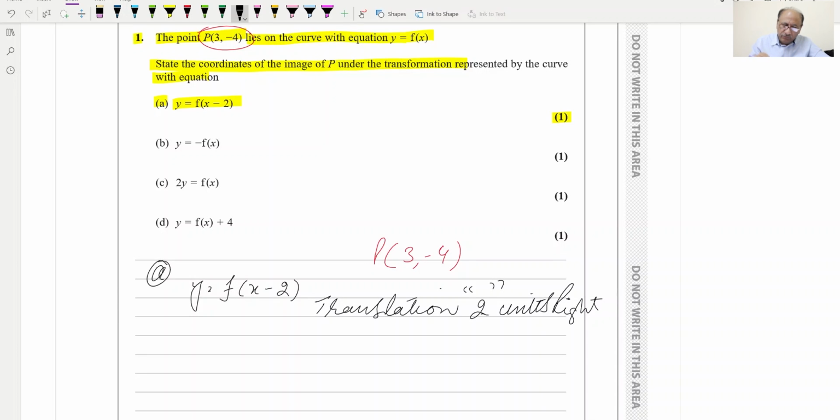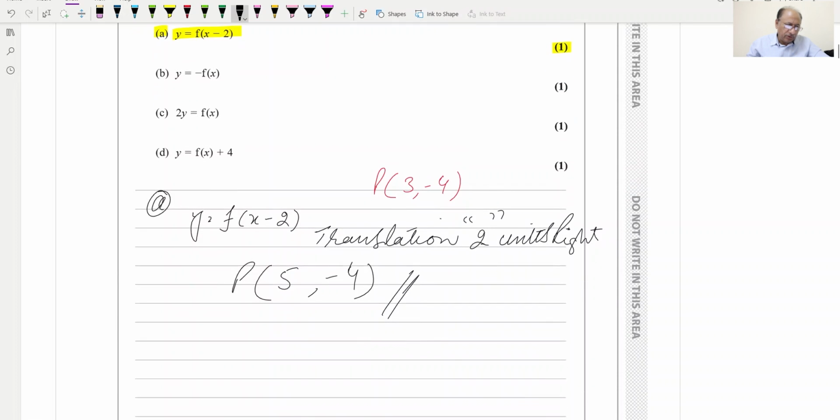So when we move this point P 2 units right, it means the x coordinate will be changed. So 3 plus 2 will be 5, and the y coordinate will remain as it is, and this will be the new coordinates of the point required. Then the same point P we have to transform by this b. Y is equal to minus f of x, which is a reflection in x-axis. So b will be y is equal to minus f of x.